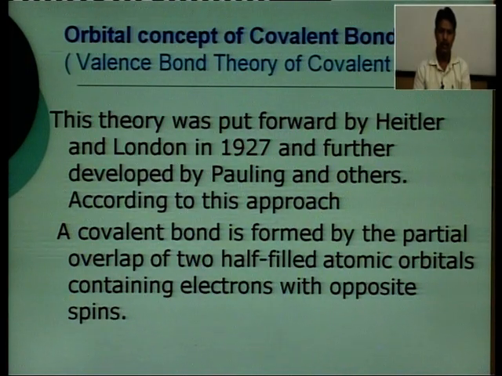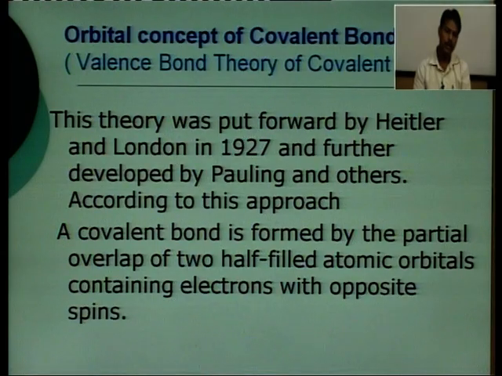So, according to this theory, a covalent bond is formed by partial overlap of two half-filled atomic orbitals. As already discussed, according to the Lewis concept, the covalent bond is formed by mutual sharing of electrons between the two atoms. But in this orbital concept, the bond is formed by the mutual partial overlap of two half-filled orbitals containing electrons.